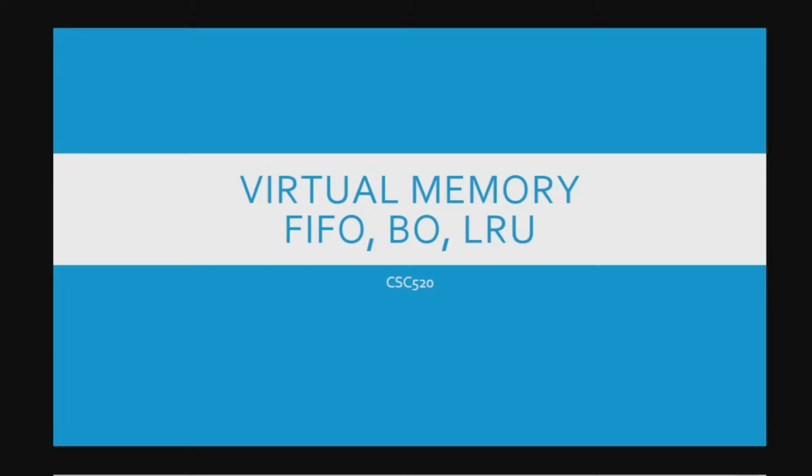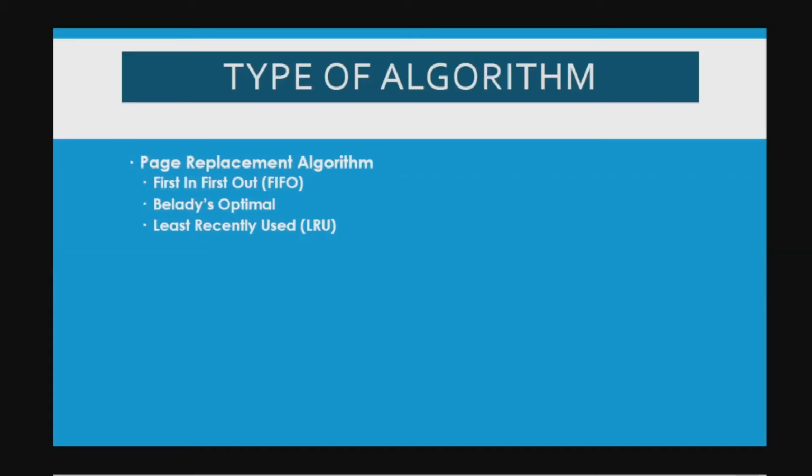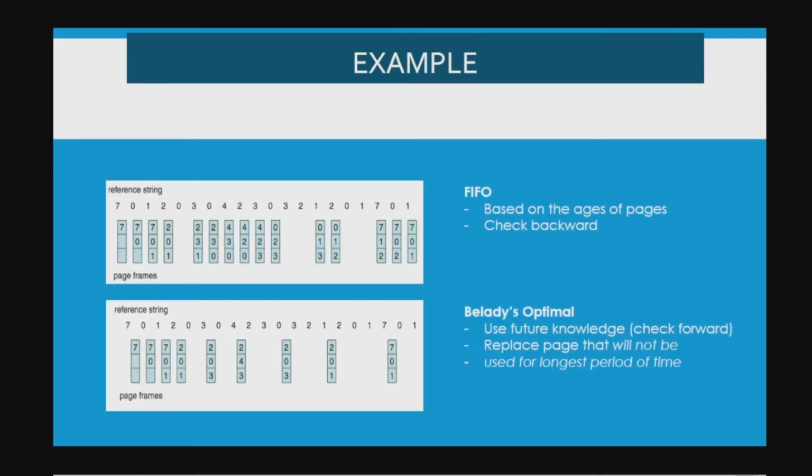In this video, I will show you how the algorithms work on virtual memory. We have three types of page replacement algorithms: FIFO, Belady's Optimal, and LRU, or least recently used. In this slide, I just use BO to refer to Belady's Optimal.